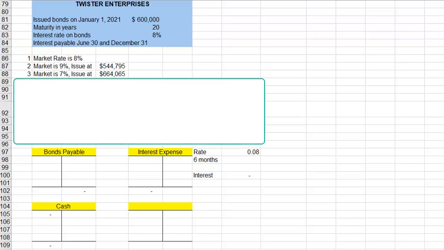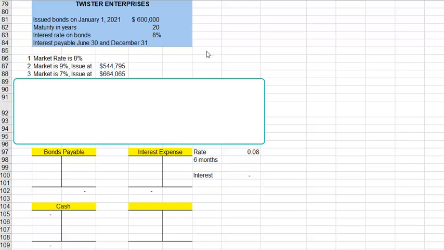We are going to work a bond problem. We have Twister Entertainment. They are issuing bonds on January 1st of 2021 at $600,000. They mature in 20 years, paying an interest rate of 8%. The interest is payable twice a year, every 6 months, so June 30th and December 31st.